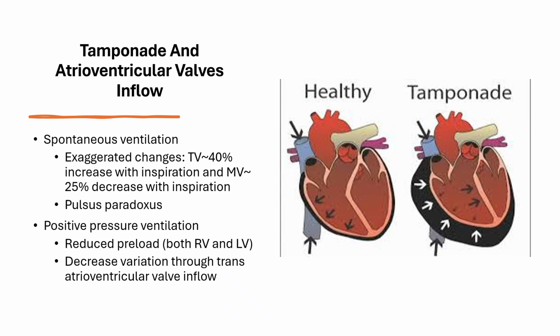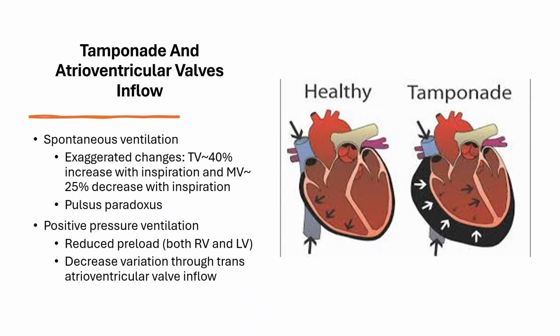We can use the flow pattern through the tricuspid and mitral valves in assessing the likelihood and significance of pericardial tamponade. Remember that with negative pressure ventilation, the tricuspid valve has approximately 20% variability and the mitral valve has approximately 10% variability, which is exaggerated in patients who have pericardial tamponade and are spontaneously breathing. Tricuspid valve variability becomes approximately 40%, and mitral valve inflow variability becomes approximately 25%, which is due to pulsus paradoxus.